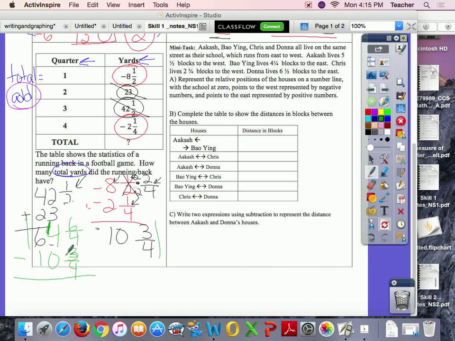Okay, now we have the same common denominators, and now we can subtract. So 6 minus 3 is 3/4. And 64 minus 10 is 54. So it's asking overall how many yards did he have? He ran a total of 54 and 3/4 yards, which isn't too bad.